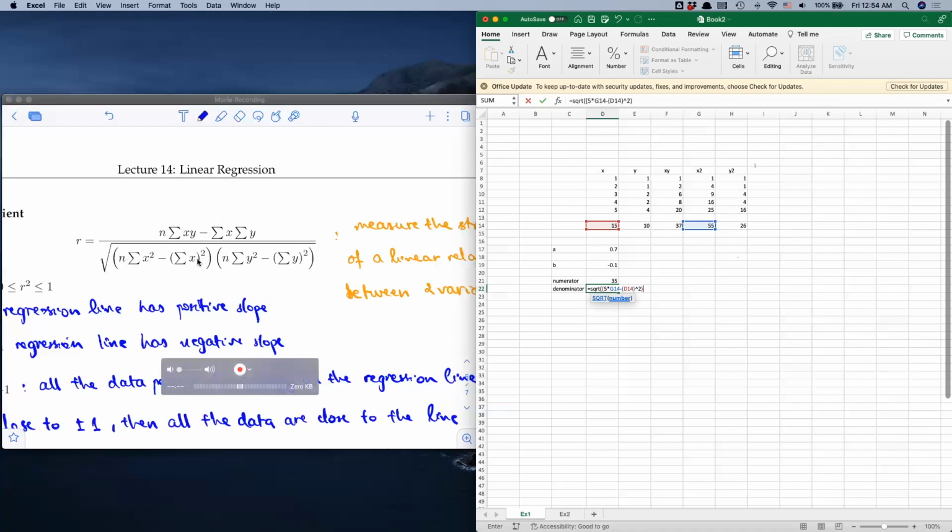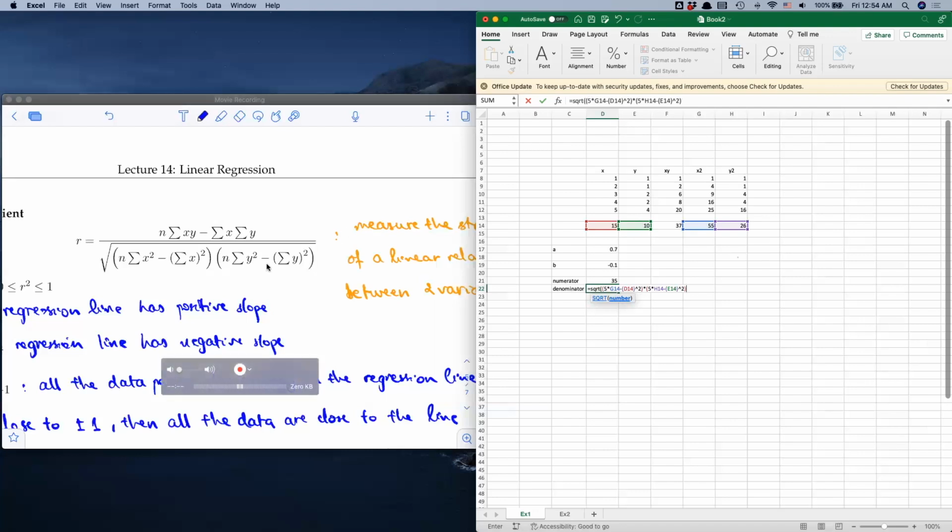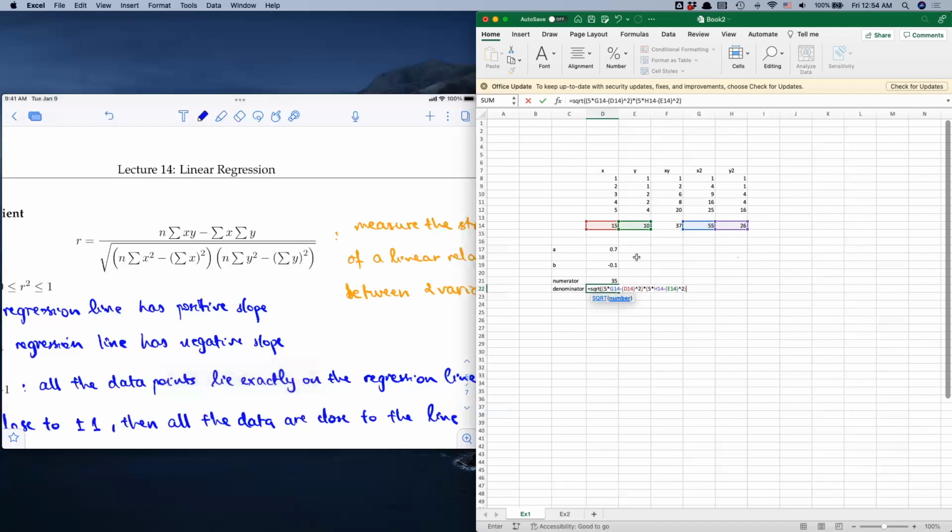And so that is just this term, multiplied with the second term here, which is 5 times the summation of y squared minus the summation of y altogether squared, close parentheses for the second part of the denominator. And then I close another parenthesis to close the square root. So this is what I got for the denominator. Now the value of R, our calculation, is equal to the numerator divided by the denominator. So the value of R is equal to 0.904.